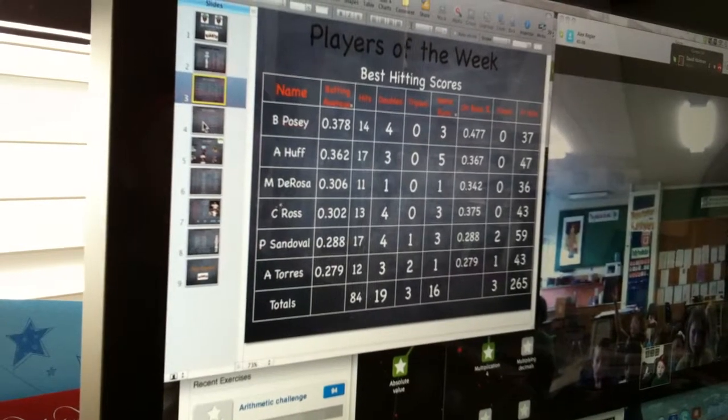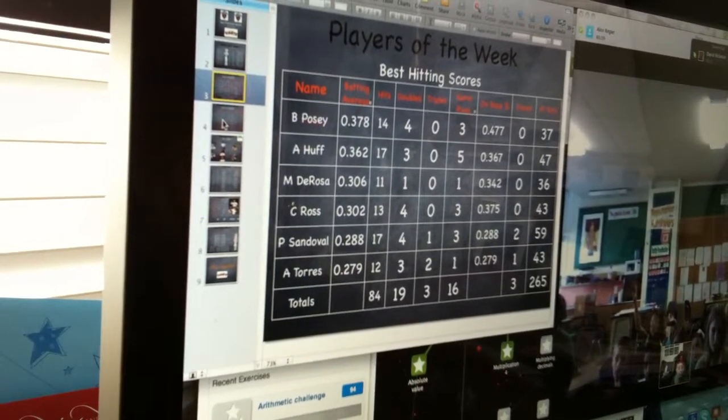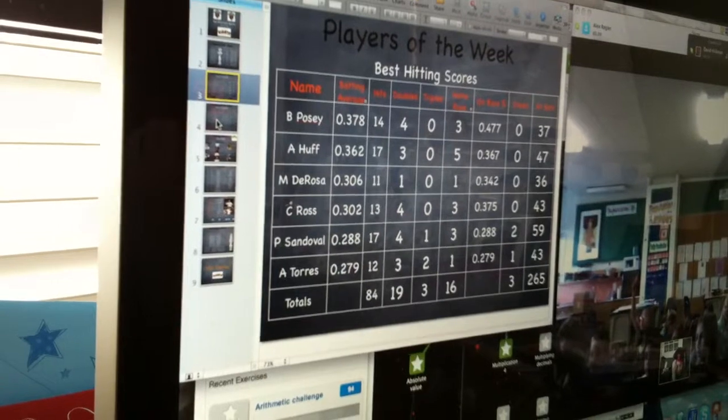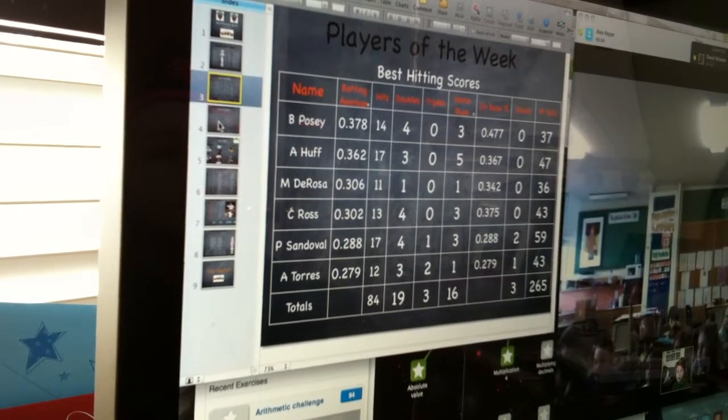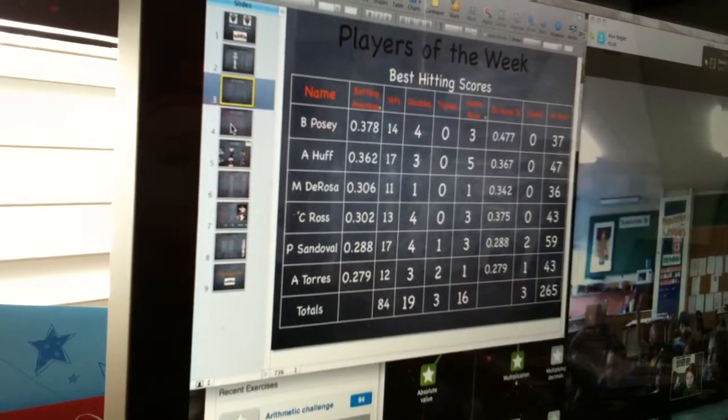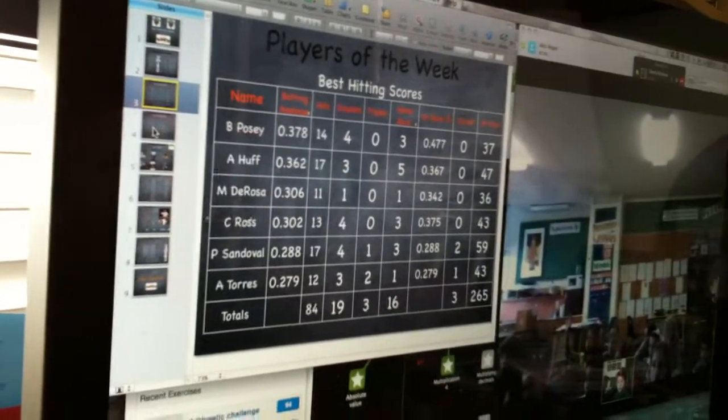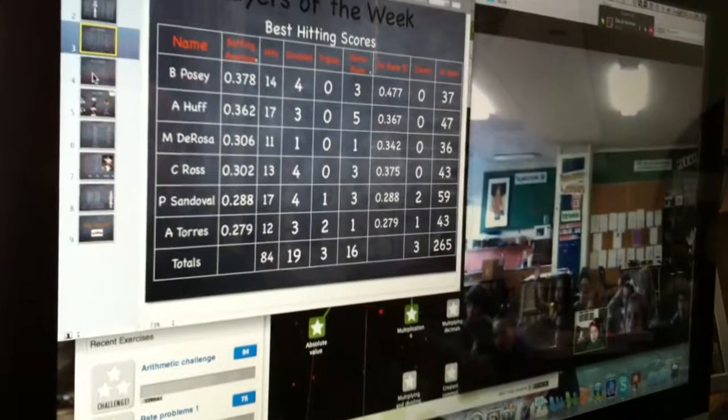Yeah. It means out of every time they get an at-bat, how many times they actually get to first base or more. Sometimes they get there by getting walked. Sometimes they get there by getting hit by a pitch. So you can get on base without necessarily getting a hit. That's why sometimes it's a little different.